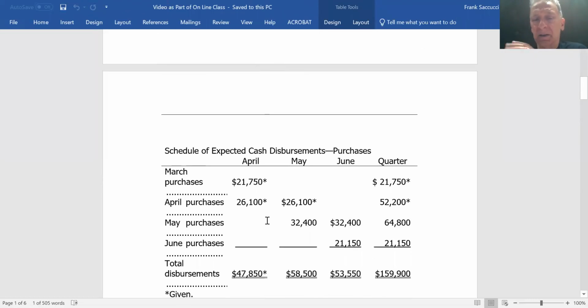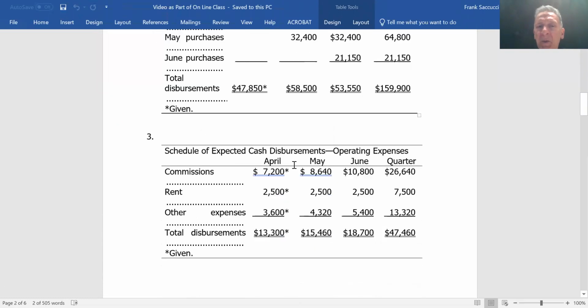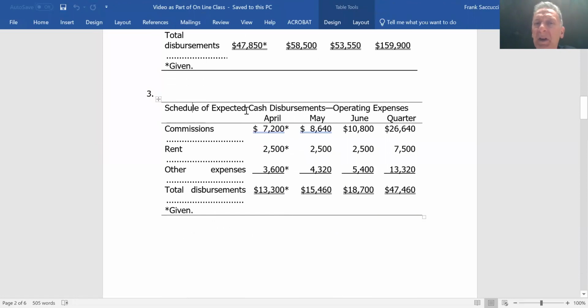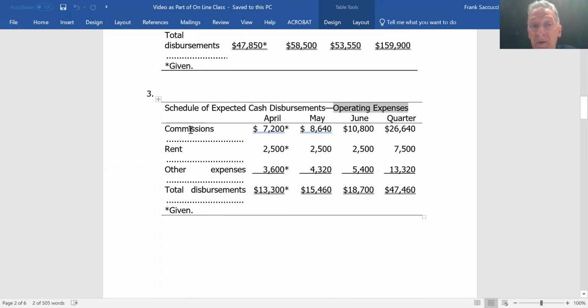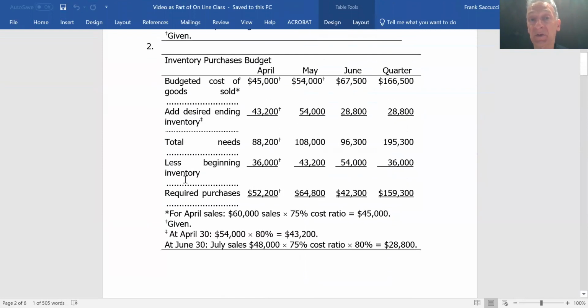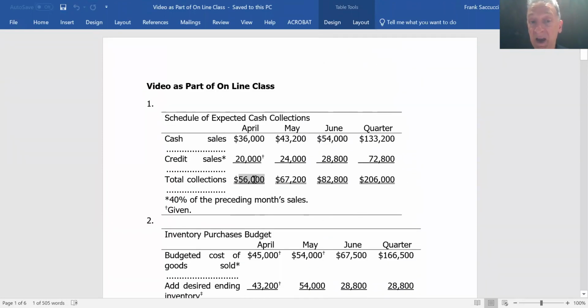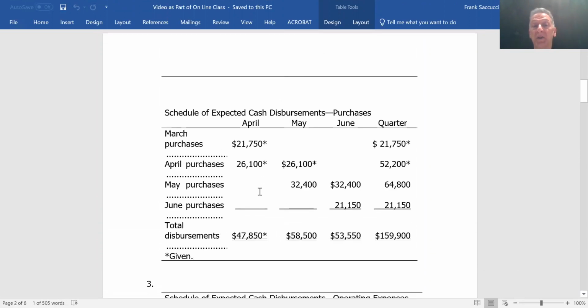And then in the last part of our recap, the schedule of expected cash disbursement. How do I write the check for the purchases I've made? As we go forward, we have another schedule of expected cash disbursement. We have a handful of operating expenses introduced to us in the case: commission, rent, and other expenses. These expenses are paid as incurred. So if we're anticipating how much cash comes in, hence that's our first schedule, we're also anticipating how much cash goes out.